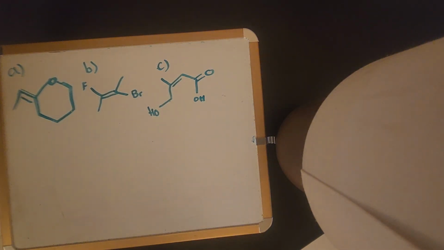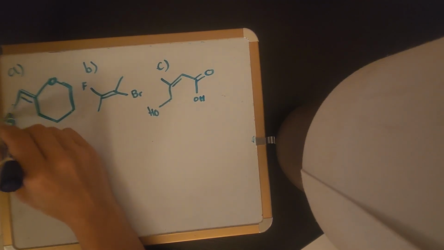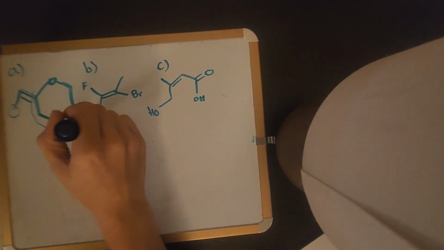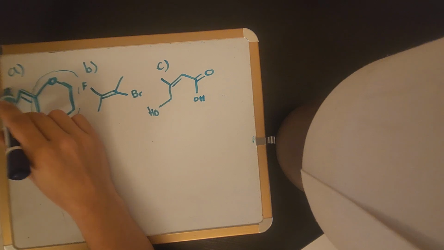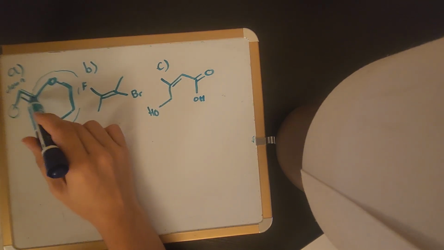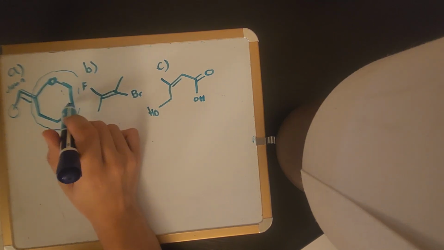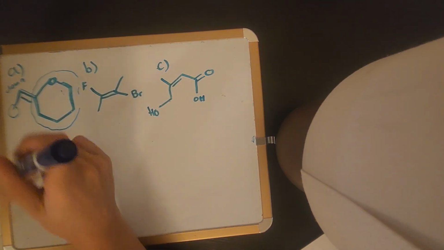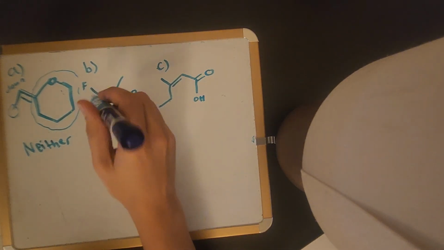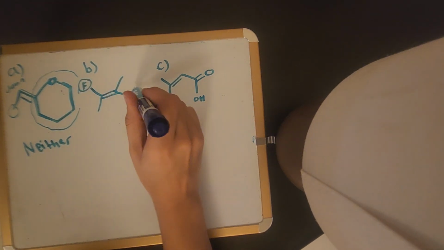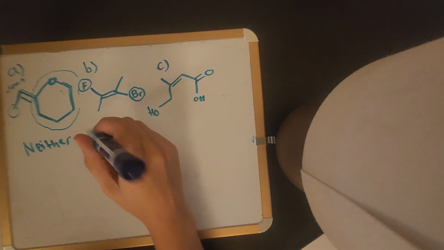Okay, here are the examples. In this case, this is the alkene. So this is going to be one of our priority groups, and this is going to be one of our priority groups. In this case, this one opens down. However, when we look at this, we can't determine if it's opening down or not, because this is a cyclohexane. So this is neither. In this case, we're going to determine that F and Br are our priority groups. Therefore, this would be E.